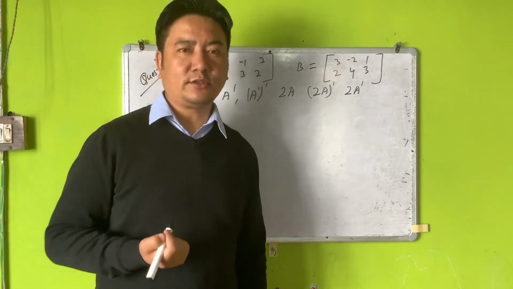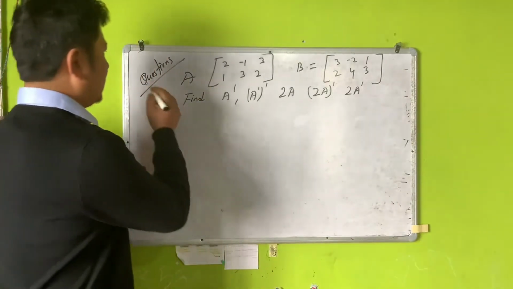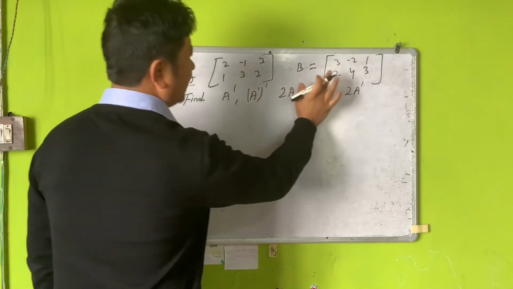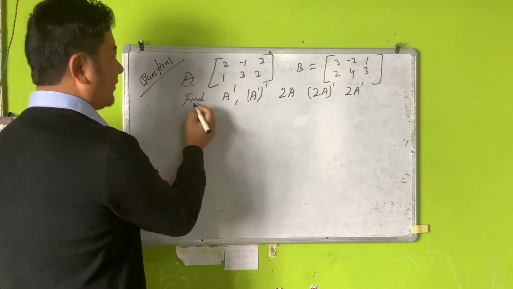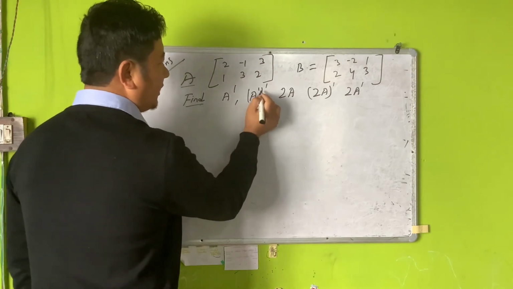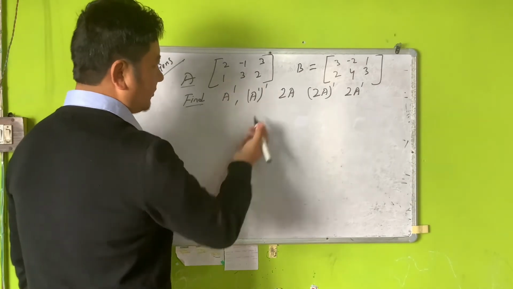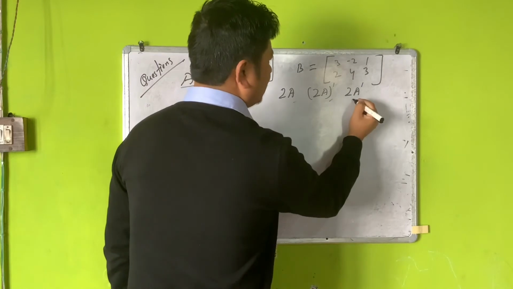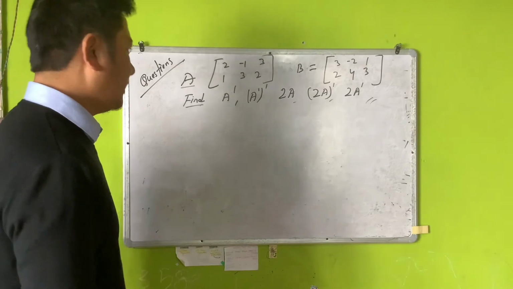Once again, welcome dear students. From today onwards we are going to start doing problems. In this particular question we are given two matrices, matrix A and matrix B. From these matrices we have to find A dash, which means A transpose, then the transpose of A transpose, then 2A, then 2A transpose. This is very simple. Let us do it.